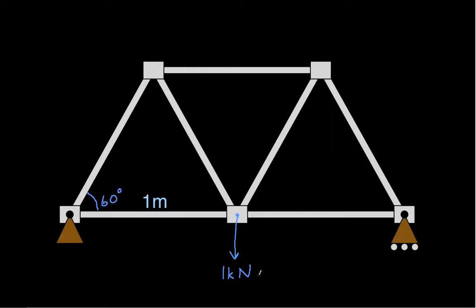What we'll do is begin by drawing a free body diagram of the whole truss, and we'll use this free body diagram to find the reaction forces. Then we'll go joint by joint through the truss to find the tension in each of the members. So let's begin by drawing the free body diagram.